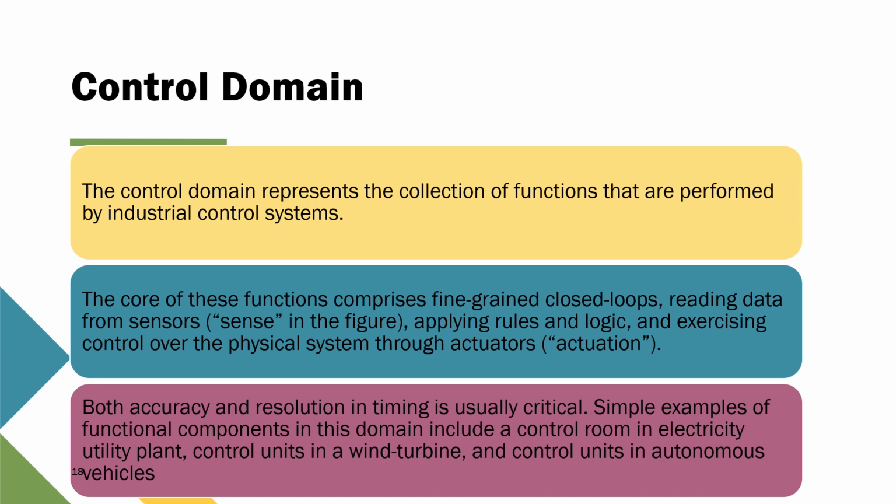The core of this function comprises a fine-grained closed loop, reading data from sensors, applying rules and logic, and exercising control over the physical system through actuators. Both accuracy and resolution in timing are usually very critical in this control domain. Simple examples of this functional component include the control room in an electricity utility plant, the control unit in a wind turbine, and the control unit in autonomous vehicles, and many more.